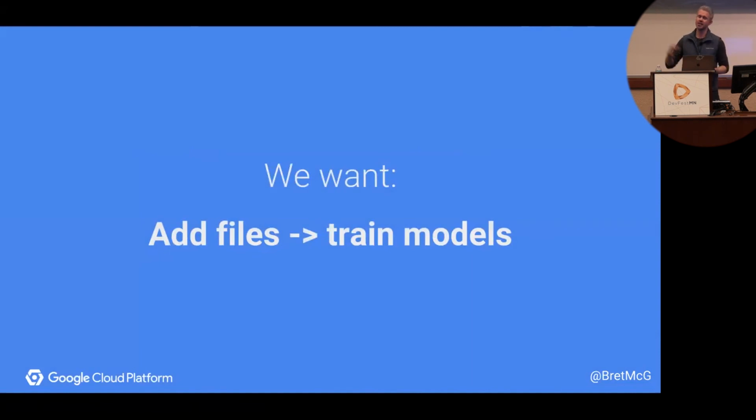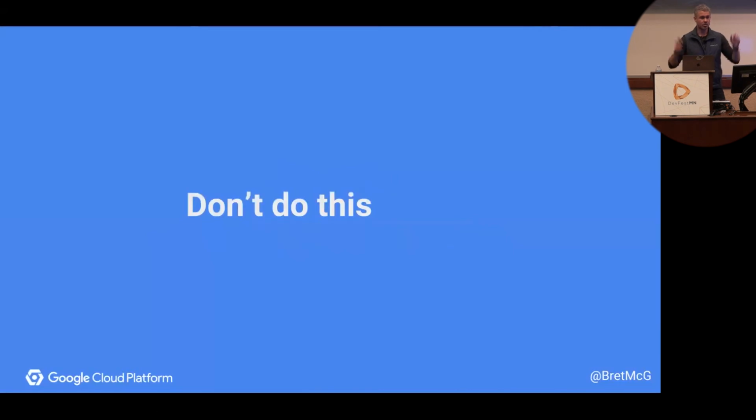So literally, I did it in the command line, but essentially what I did is I just dumped a whole bunch of 7s, a whole bunch of 8s, and a whole bunch of 9s into this file storage bucket, and we want to just automatically update the training model. That is the dream. That is the goal by the end of this. So don't do this, number one.